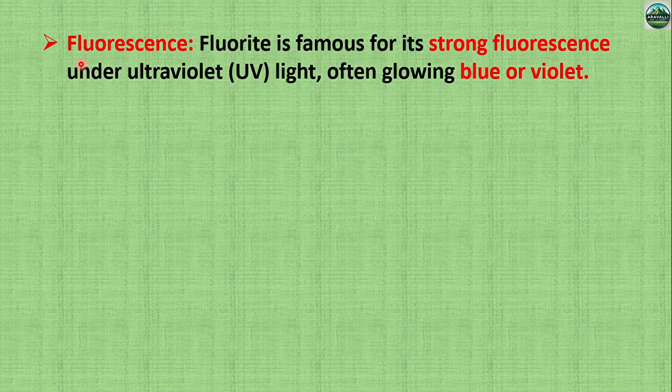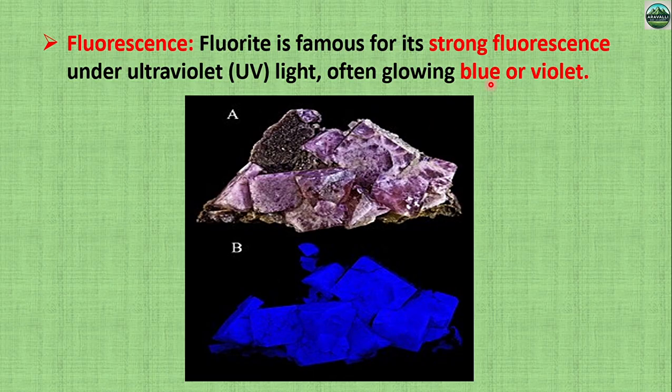Fluorescence, actually this is an optical phenomenon. Fluorite is famous for its strong fluorescence under ultraviolet light, often glowing blue or violet. Remember the color of the fluorescence, blue or violet. See, this is the blue color, and this is the violet color. Okay, so the fluorescence color of fluorite is blue or violet. Next question, this is important for exam.